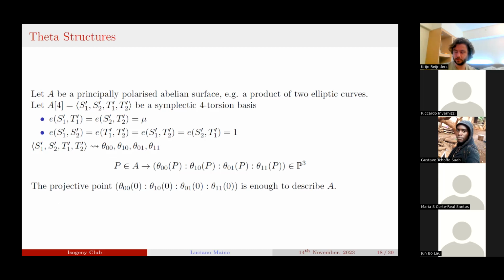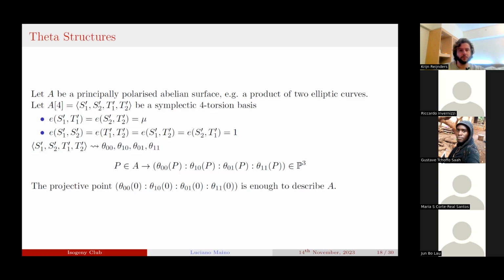A good property about these theta functions is that we can describe the Kummer surface just by looking at the projective point obtained by evaluating the theta functions at the identity on A. And looking at this projective point, we can actually reconstruct the abelian surface itself.